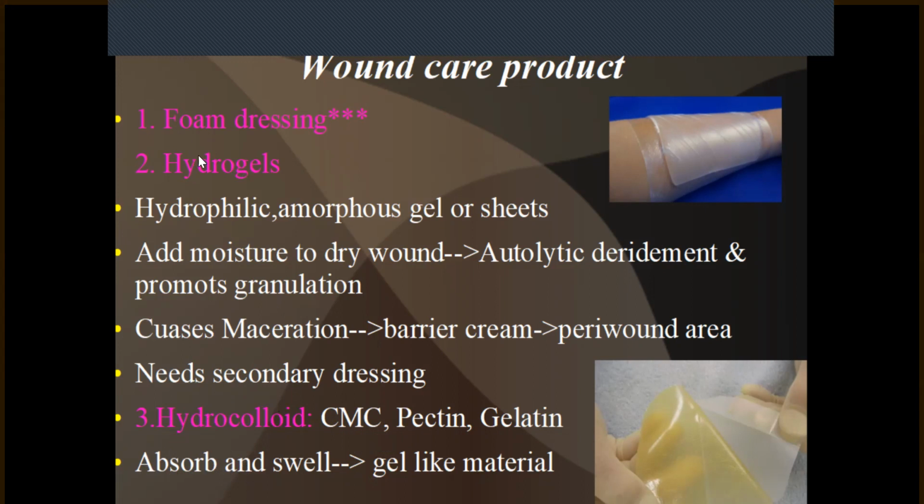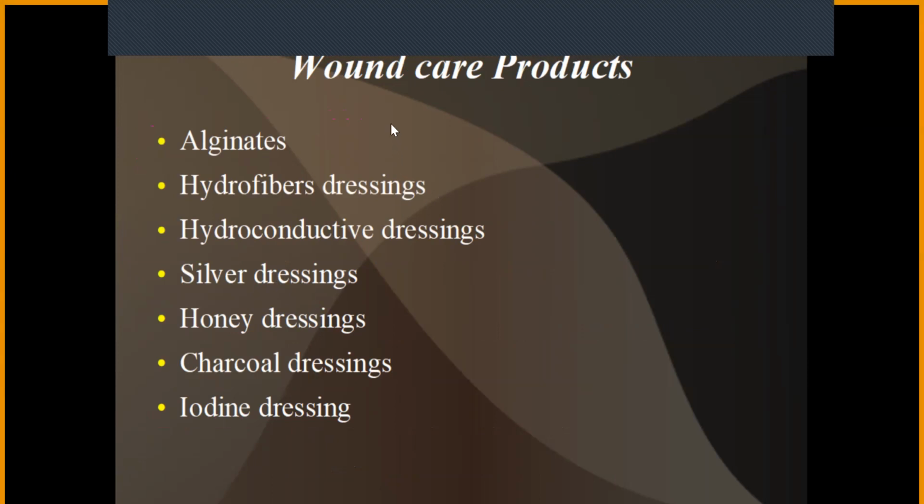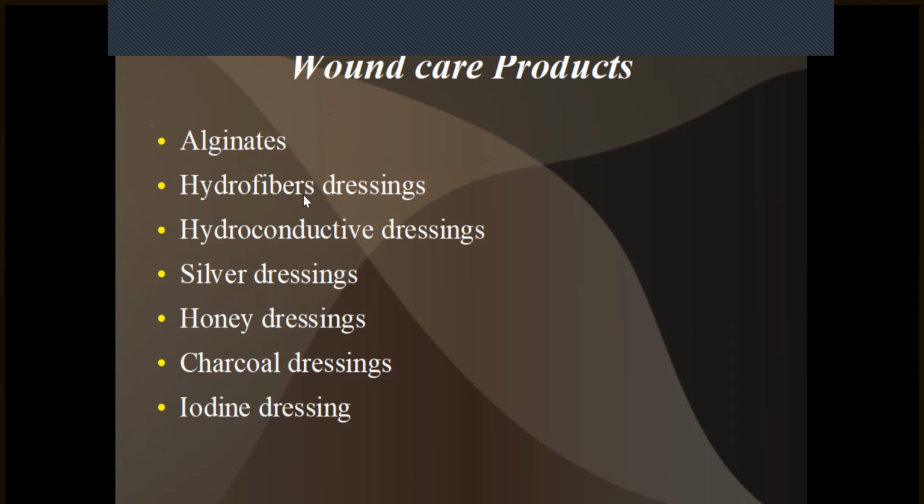So this is for adding the moisture to the wound, and this is for the absorption of the exudate. There is a very long list of the wound care products: alginate, hydrofiber dressing, and hydroconductive dressing. Alginate and hydrofibers, all these are the naturally occurring substances obtained mostly from seaweeds.